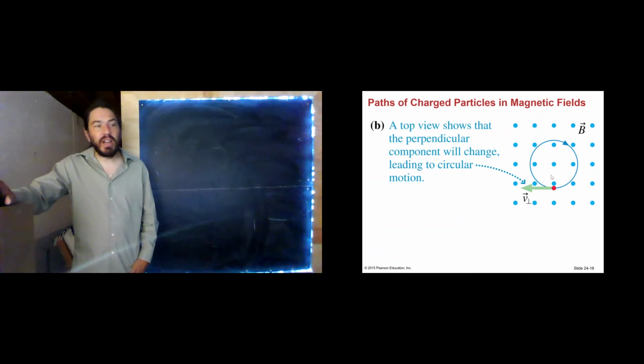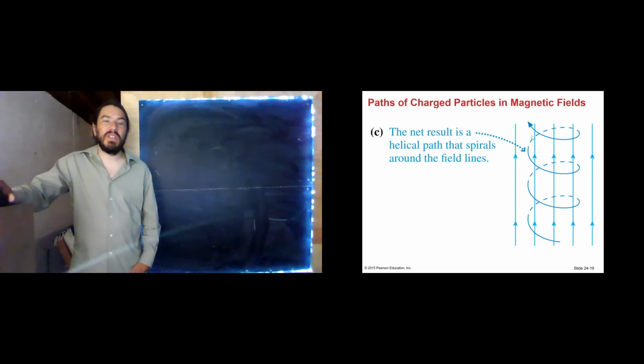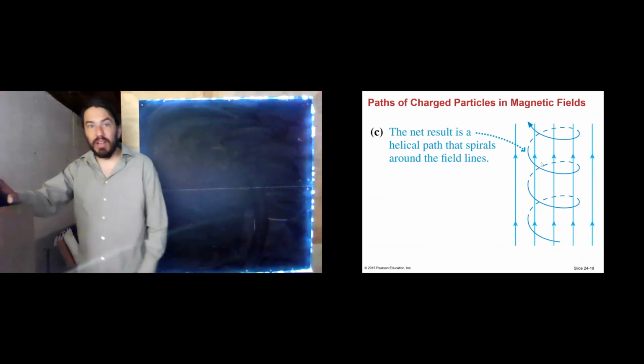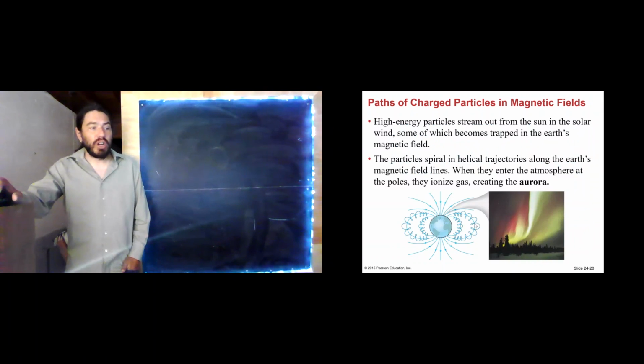So, if we were to look at another side view, we would see that the net result is that the particle moves in a spiral with constant velocity parallel to the magnetic field and circular motion perpendicular to the magnetic field. We could call this a helical path or a spiral path.